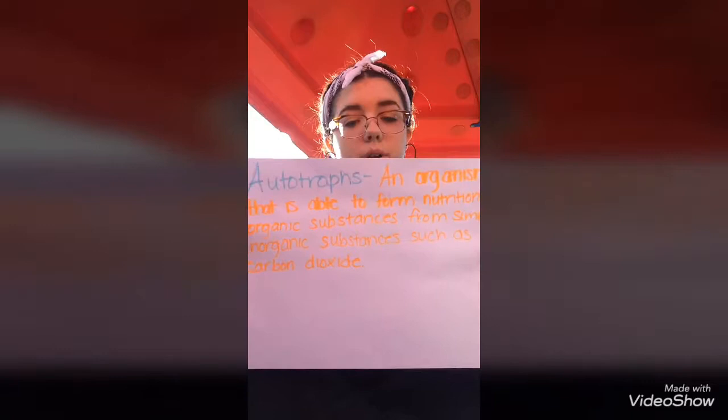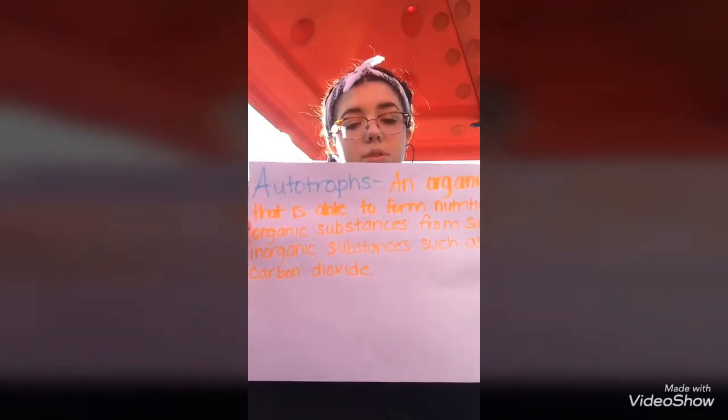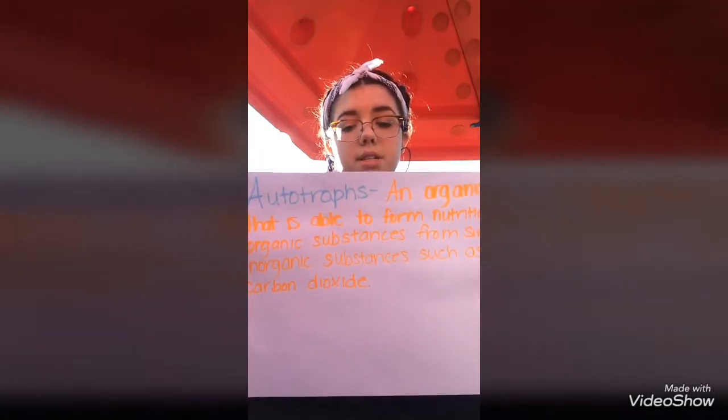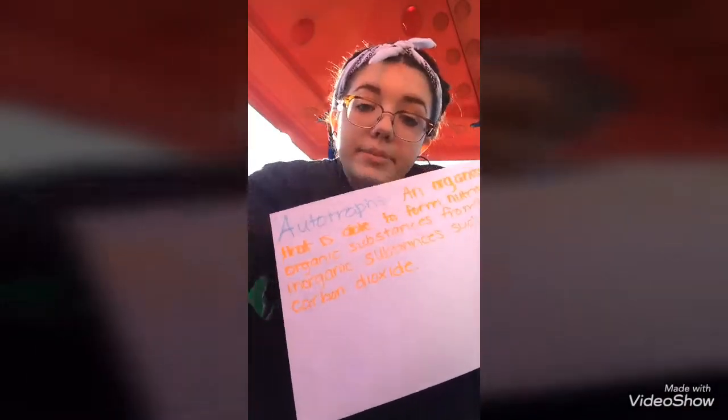Now going on to autotrophs. Autotrophs are organisms that are able to form nutritional organic substances from simple inorganic substances such as carbon dioxide. Some examples of autotrophs are trees, algae, and grass. To get nutrients, they convert inorganic molecules and abiotic parts in their environment into food for energy.